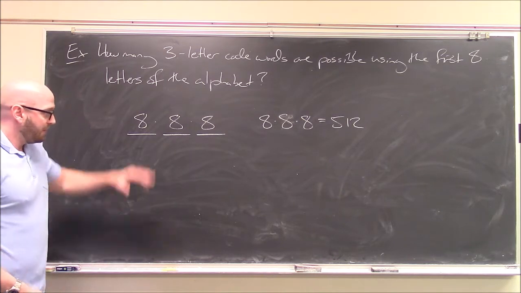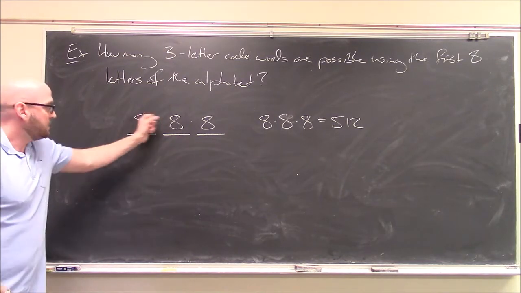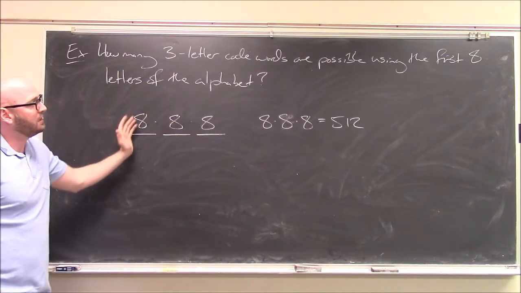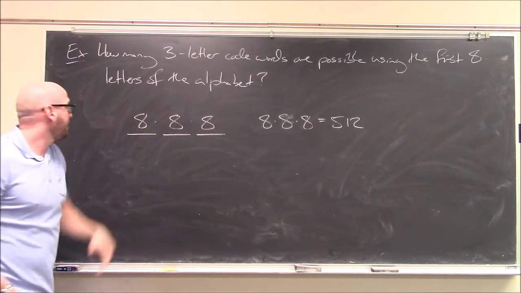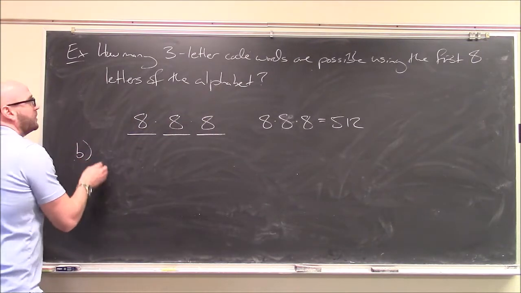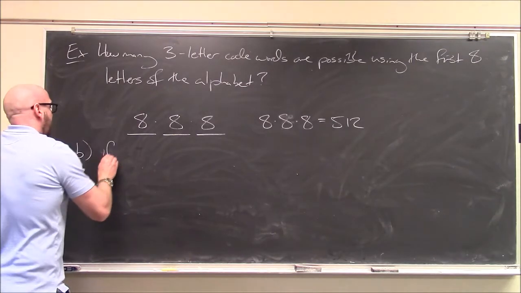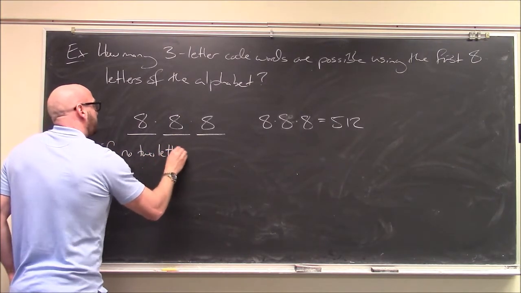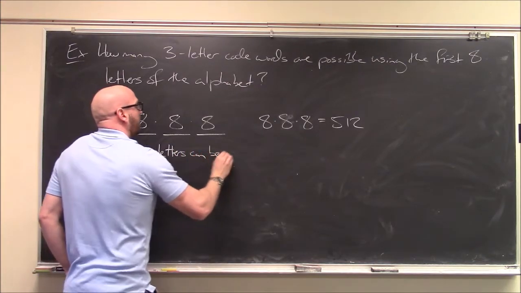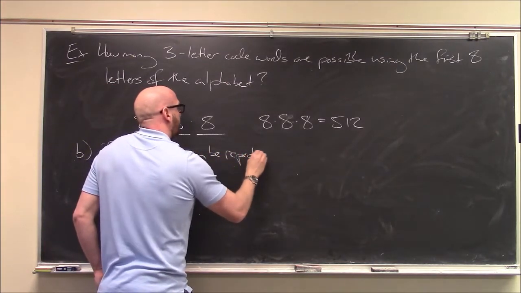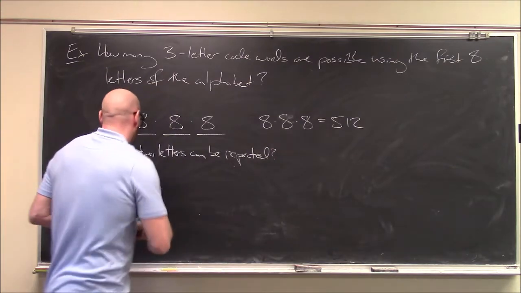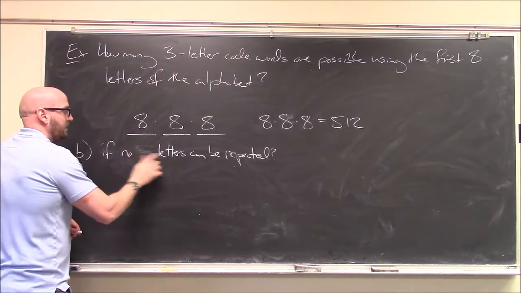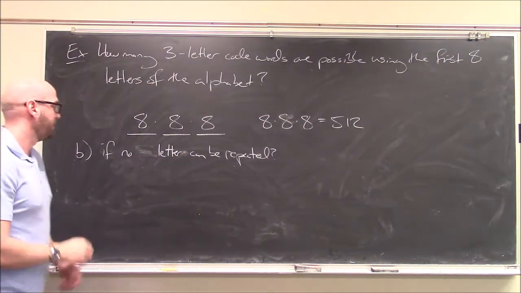Okay, so I have 3 events, 8 choices for each event, so the total number of possible outcomes is the product of 8 times 8 times 8. Let's do something a little bit more exciting. How about if no letter can be repeated?